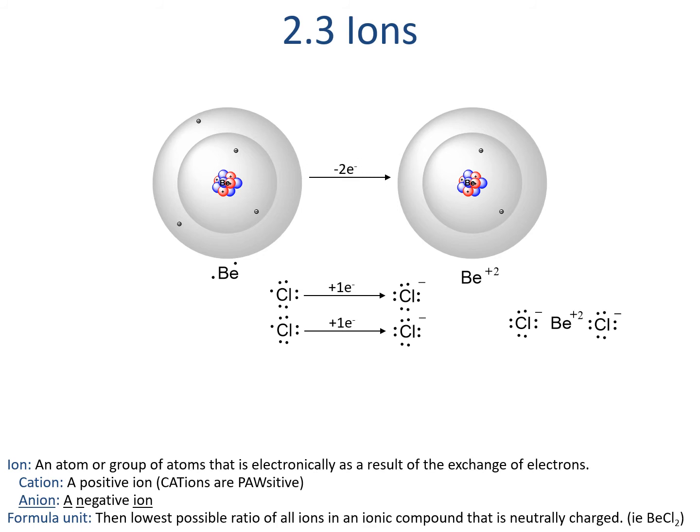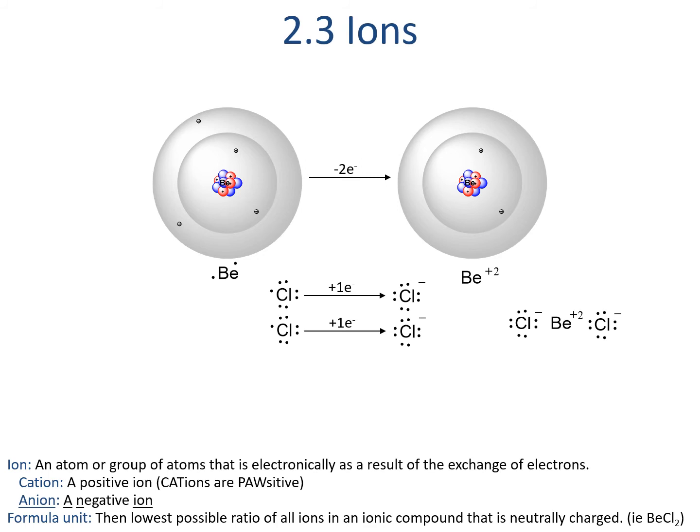Anions are negative ions, which come from gaining electrons. I remember anions are negative by thinking of anion as short for a negative ion. Ions often exist together as compounds with balanced charge, which we indicate with a formula for the ionic compound that gives the lowest possible ratio of those compounds. So for beryllium chloride, as shown, we'd say that the formula unit is BeCl2.